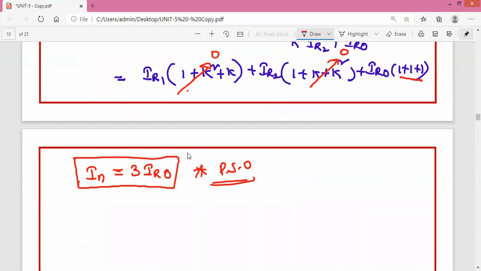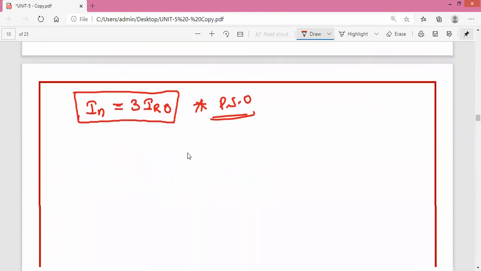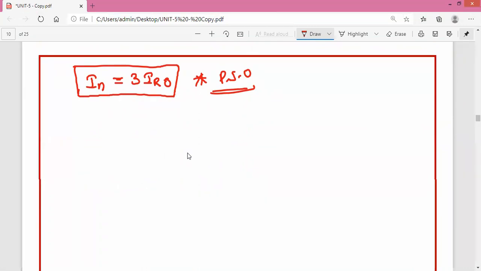Many questions are asked based on this. Now, how do we represent the positive sequence component, the negative sequence component and the zero sequence components?